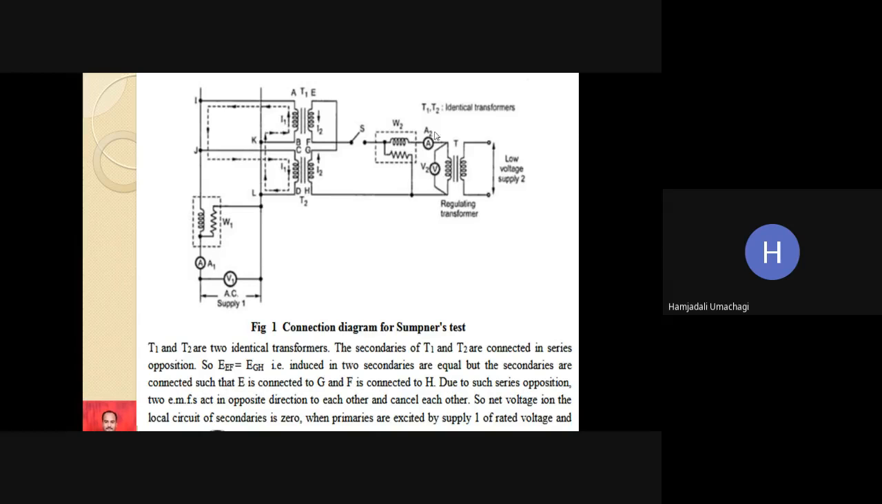Okay. Once we have obtained the rated current, we should not change the voltage, because even a small change in the voltage may allow the transformer to carry a huge load. Huge load means huge current. Current is proportional to the load. So once we get the rated current, we should not apply further voltage. That is the meaning.